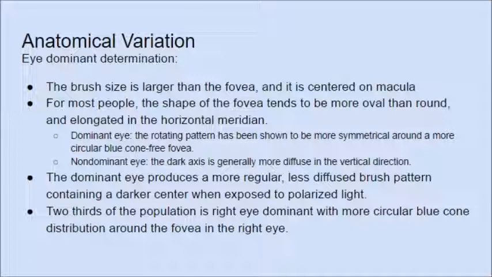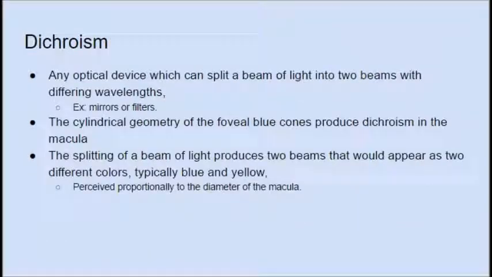Two thirds of the population is right eye dominant with a more circular blue cone distribution around the fovea in the right eye. Dichroism. Dichroism refers to any optical device that can split a beam of light into two beams with differing wavelengths. This includes both mirrors or filters. The cylindrical geometry of the foveal blue cones produces dichroism because a small number of these cones located in the macula have a circular arrangement.